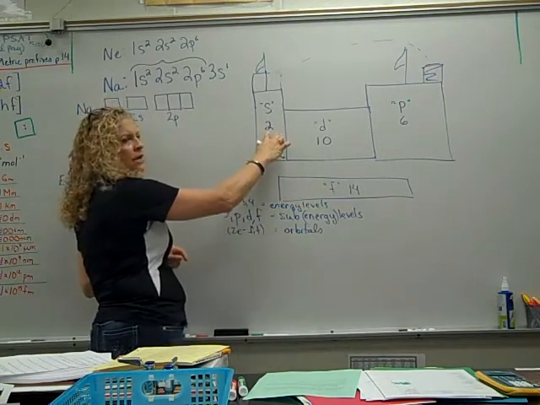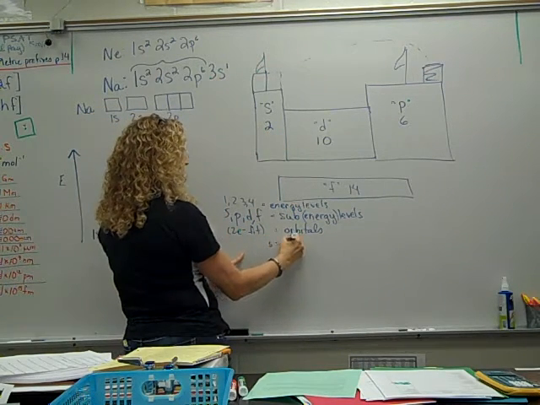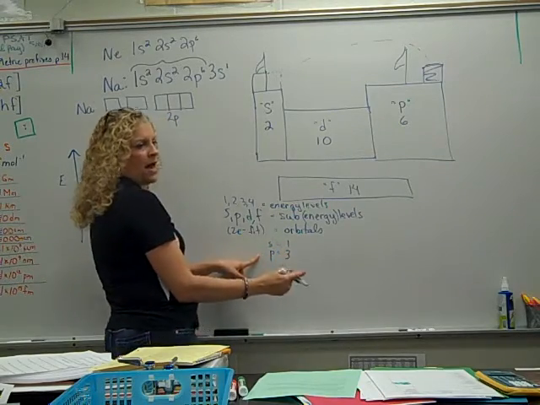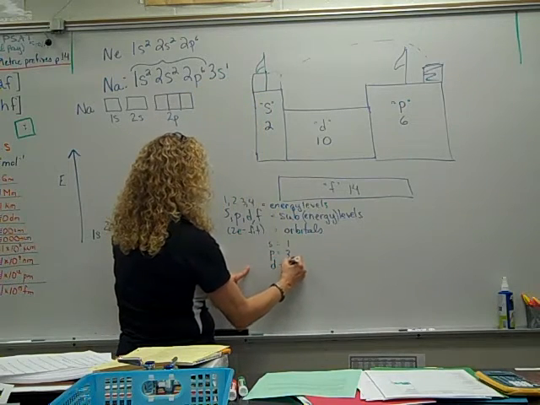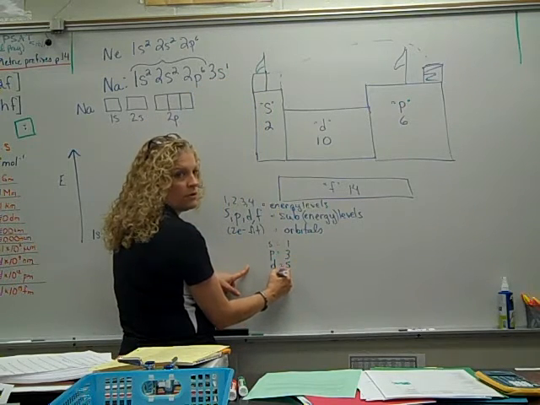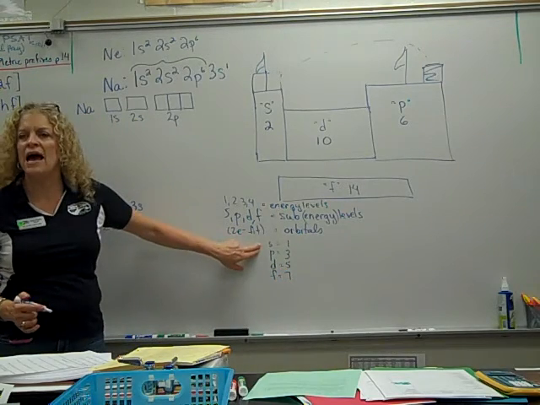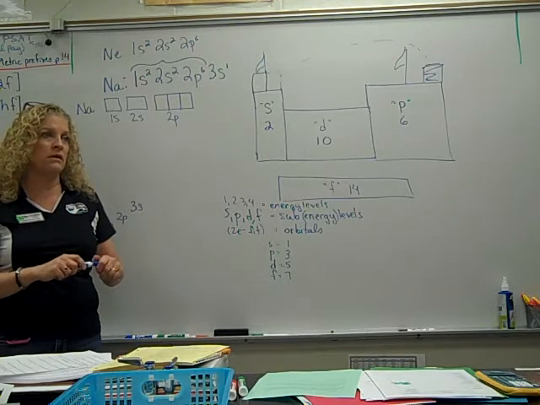In fact, I want you to see something. How many orbitals are in an s? 1. Okay, so an s has 1 orbital. How about a p? 3. How about a d? 5. And how about an f? 7.